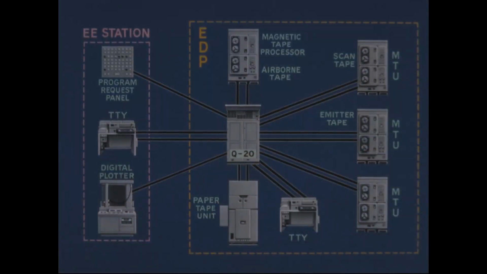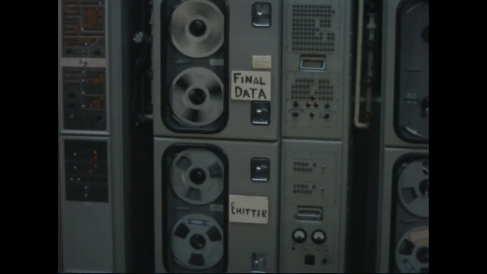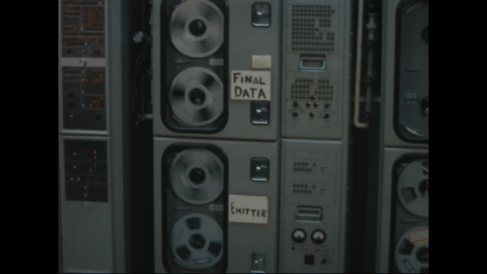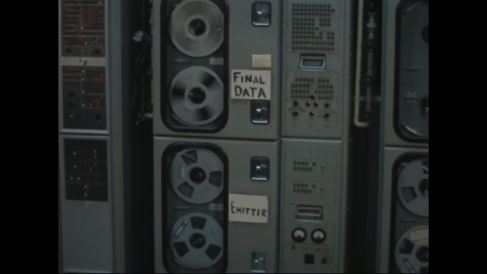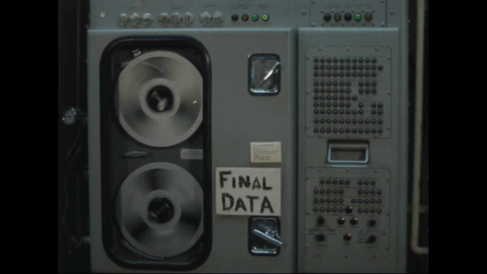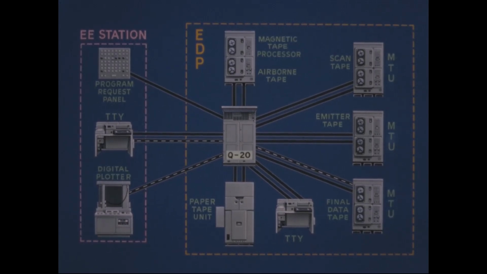The computer transfers this information to the final data tape. This tape consists of data on emitter locations and emitter characteristics. It may be utilized as a permanent record of the mission. When the final data tape is rewound, the program is ready to provide the requested outputs. The computer reads the data taken off the tape and gives it to the teletypewriter and the digital plotter in the electronic evaluator station.